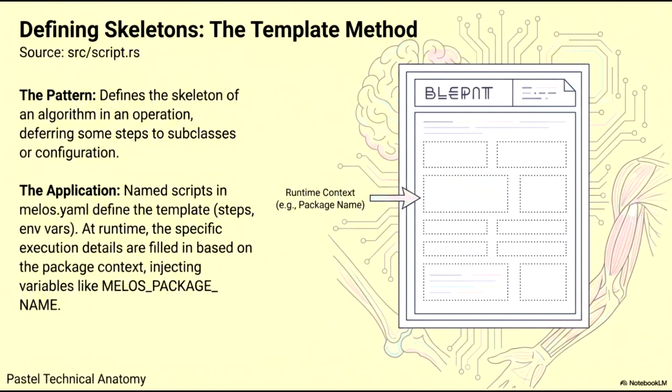In this section, we will explore how the template method pattern is used to define skeletal structures for our operations. As implemented in our source code, this pattern allows us to define the overarching structure of an algorithm while deferring specific implementation steps to subclasses or external configurations. Practically, we apply this by using named scripts within the melos.yaml file to act as templates. These templates outline the necessary steps and environment variables required for a task.